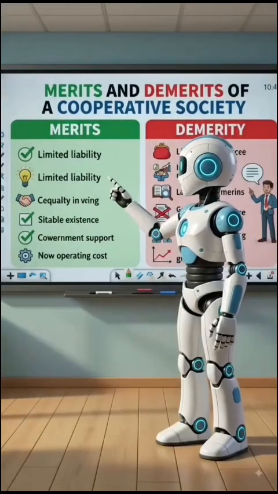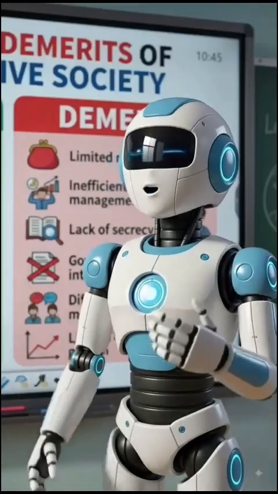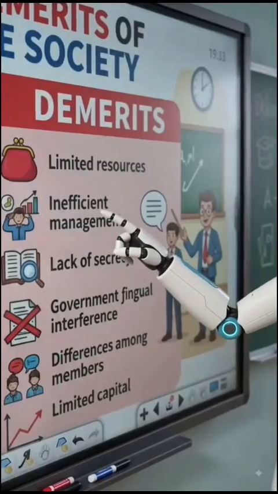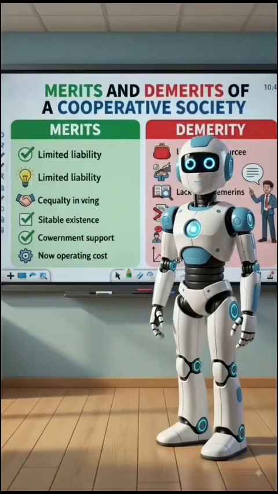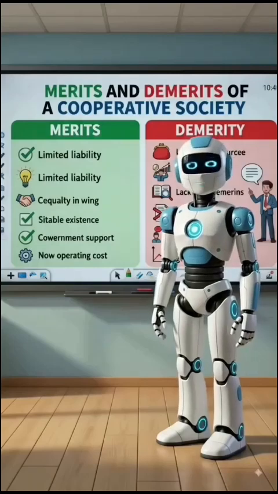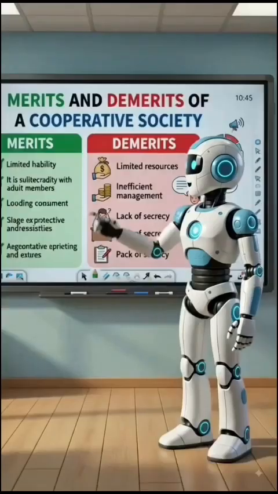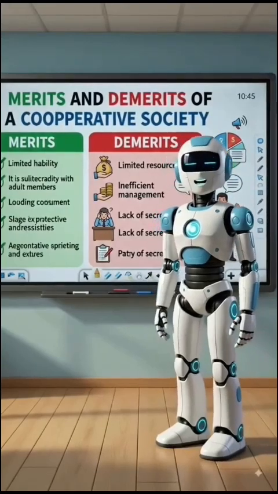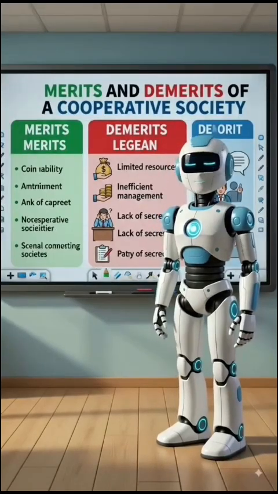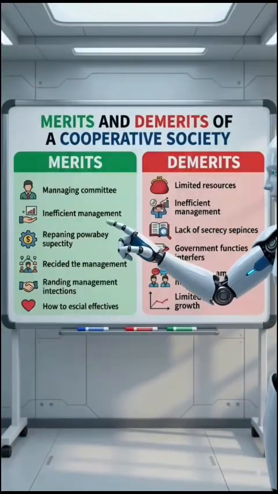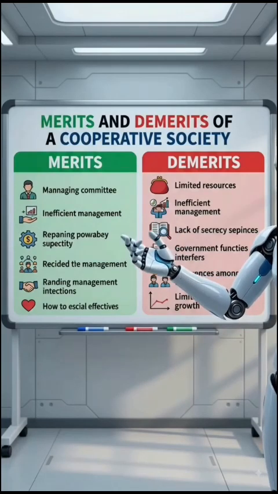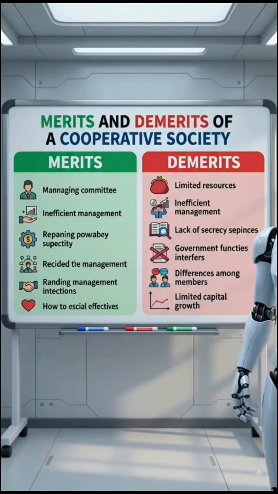Demerits of cooperative society. Limited resources. A cooperative society faces shortage of resources, as it is run by members who have limited means. Inefficient management. The societies are not able to employ experts due to their inability to pay them high salaries. The managing committee, elected by the members, is generally not professionally equipped to handle the management functions effectively.